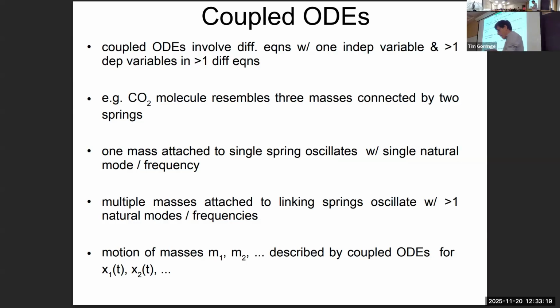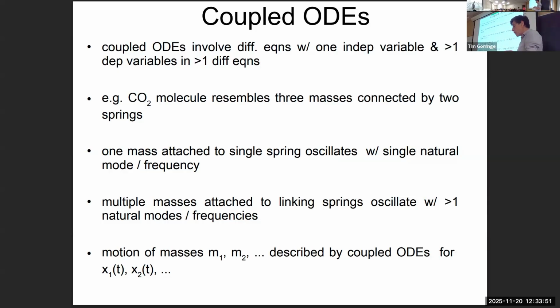If you have one mass on one spring, then that system has a natural mode of vibration, a natural frequency, a natural period. If you have multiple masses that are connected together by springs, then you will have more than one natural vibration mode, more than one natural frequency, natural period. And that's the type of problem we're going to solve today.